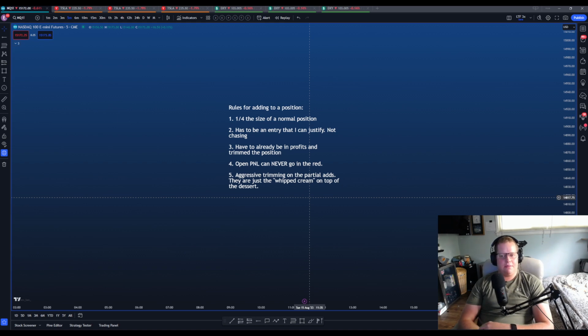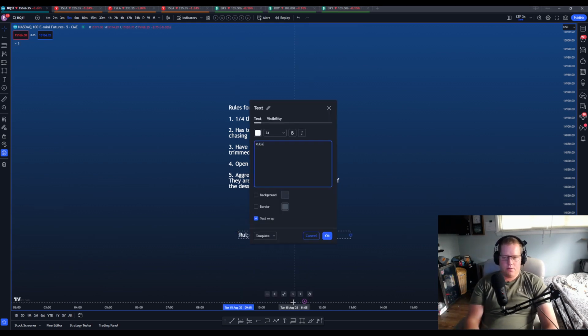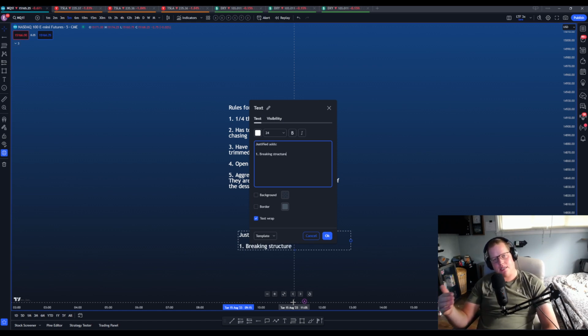The second rule is it has to be an entry that I can justify. I'm not just going to chase. So if price is breaking structure, that's one. Let me type this out actually. Rule: justified adds. One is going to be breaking structure. What I'll do is put a buy stop or a sell stop right above or below that structure. If we're in bullish structure, I'll put a buy stop right above that structure, because there is a risk that it just wicks up, takes me, and then goes back down. But what I'm really betting on is that it's going to break structure and just shoot up. And that happens more frequently than not when I'm adding into a position.